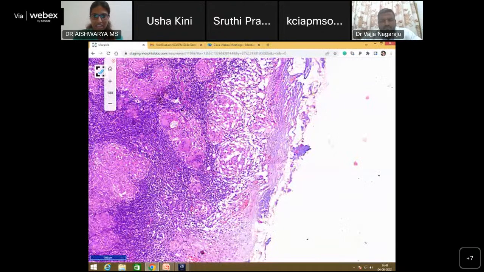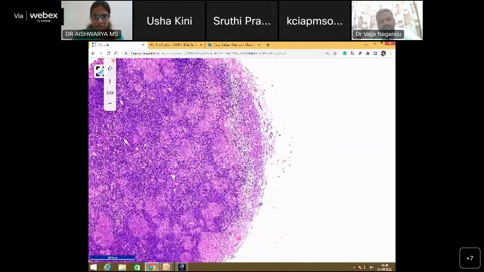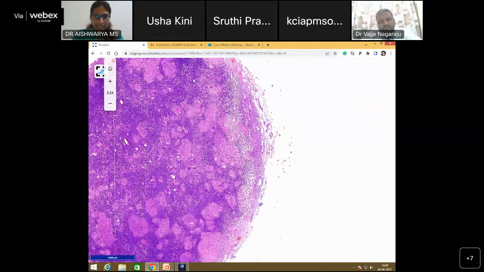Ma'am, the subcapsular sinuses that are present under the capsule between the cortex. Did you find subcapsular sinus in these lymph nodes? Ma'am, that was also filled with all the granulomatous reaction. And there was a lot of lymphocytic infiltration also seen in the subcapsular sinus.